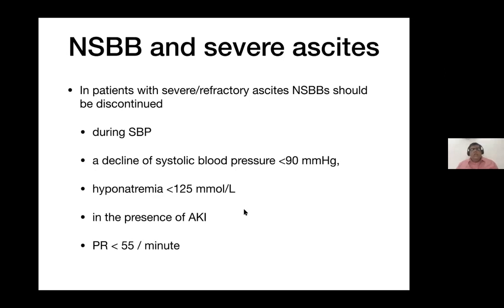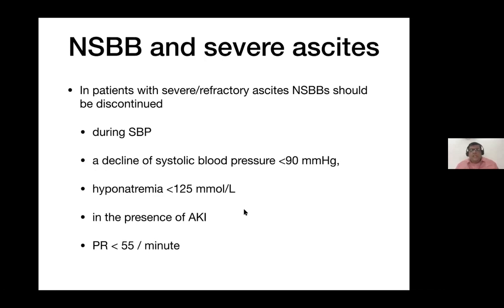If you look at the non-selective beta blockers, there is again a controversy in patients with severe ascites, whether we should continue or we should not. But there are certain indications where we should discontinue non-selective beta blockers in presence of ascites. One is when the patient has developed SBP.